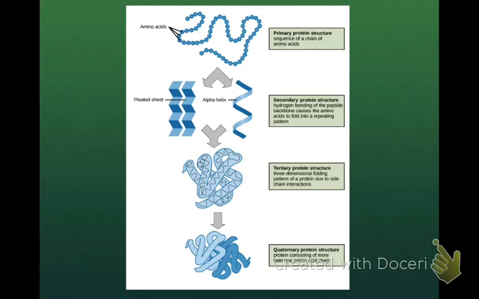And this figure here just shows you all 4 structures. The primary protein structure, where it's just the sequence of amino acids. The secondary structure, where it's starting to form alpha helix or beta pleated sheets, depending on what the protein is. The tertiary protein structure, where we've got the 3D folding with R group interactions, and then the quaternary structure, where we have more than one subunit or amino acid chain coming together to form the quaternary protein structure.